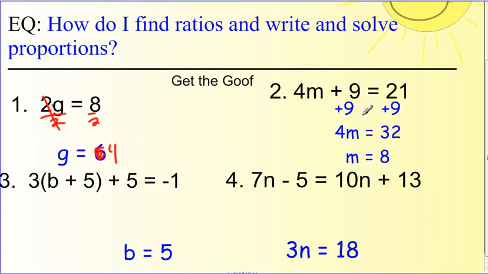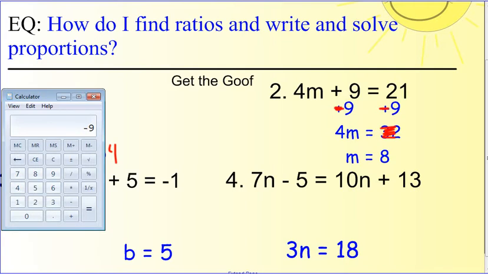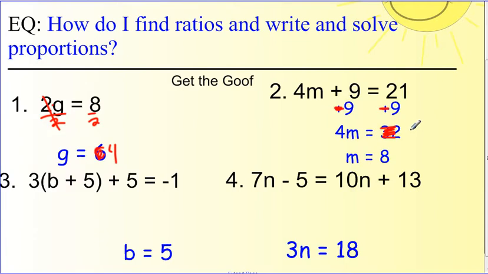Number 2, this problem looks familiar. Still wrong, though, because we were supposed to subtract 9 on both sides. 21 minus 9 is 12. And then when we divide by 4, these cancel out. M equals 3.